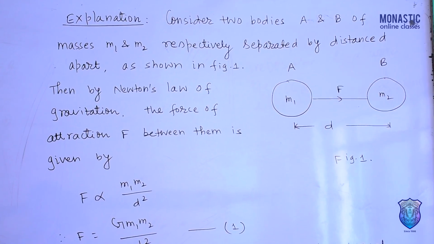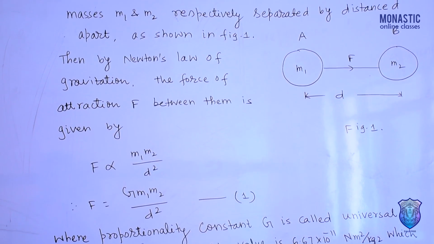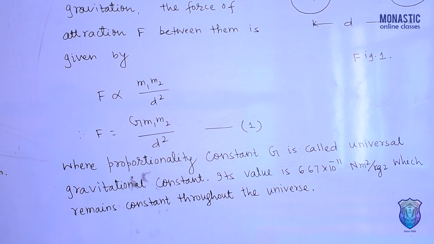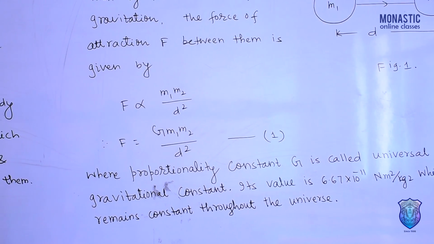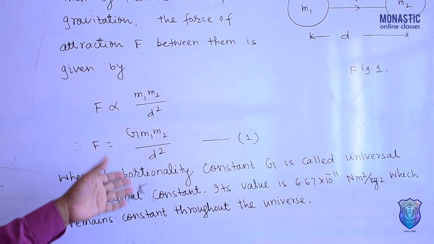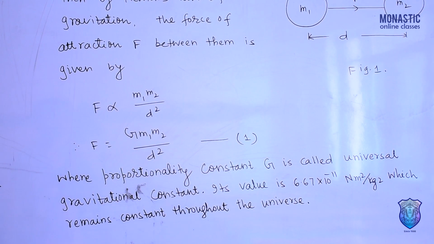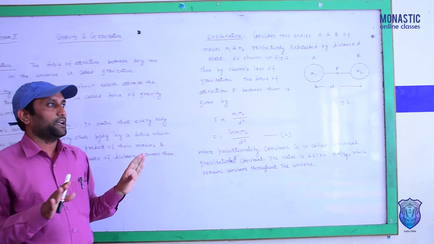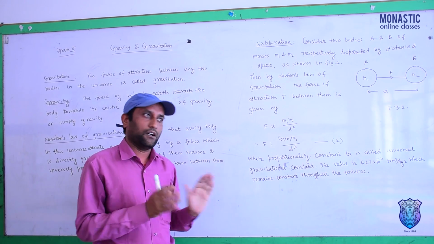That's why you can say Newton's law of gravitation is known as Newton's universal law. The question asks, state and explain Newton's law of gravitation. So you can write the statement and explanation of this. Here a constant appeared in it. The value of this constant is the same everywhere. That's why it is called a universal law.